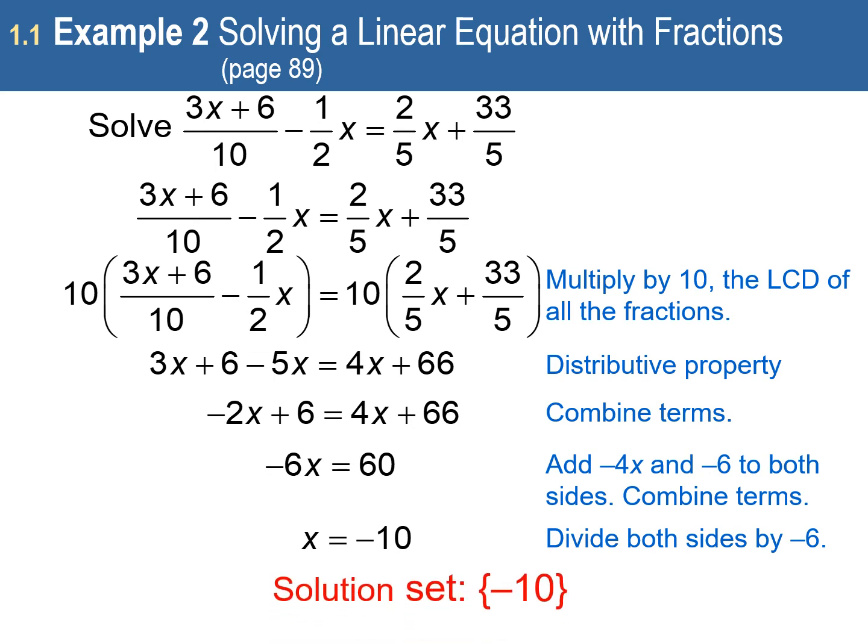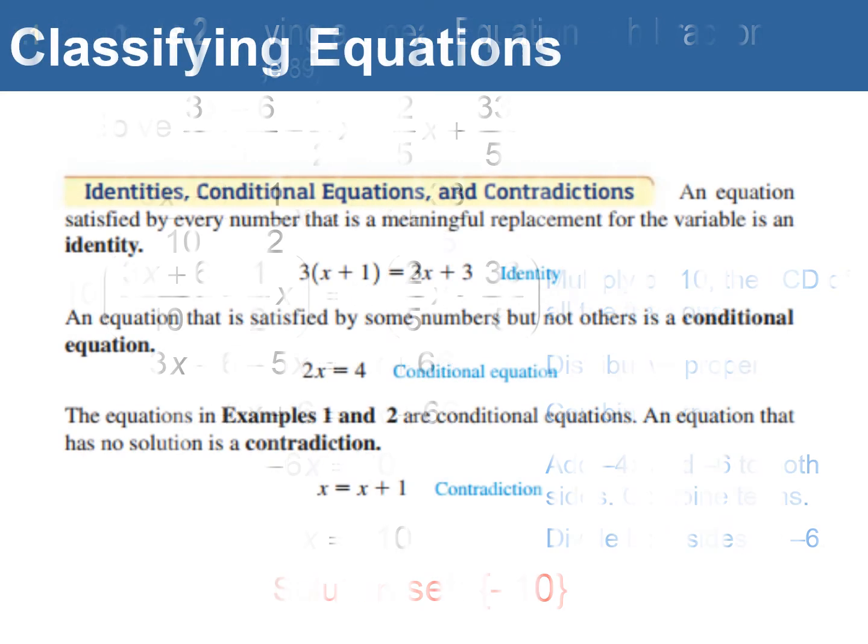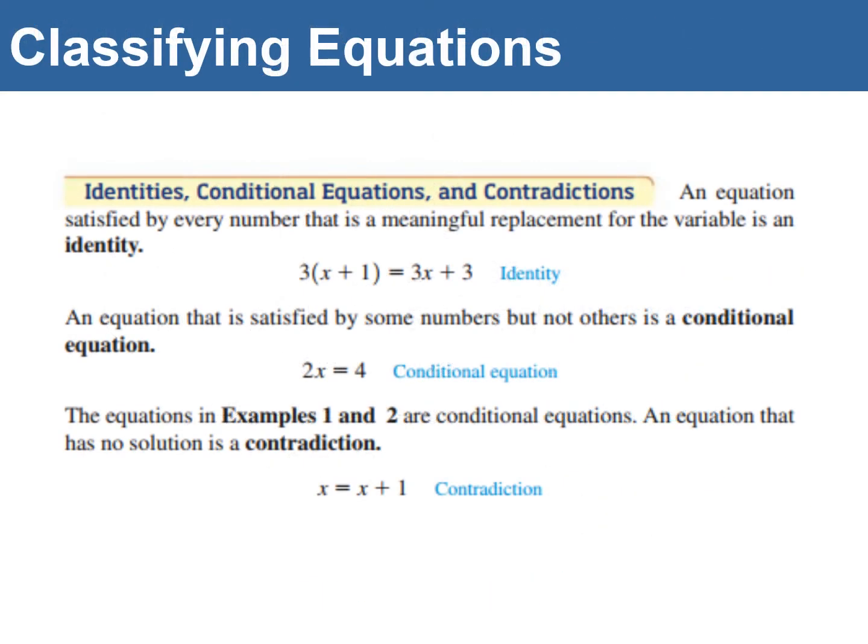Now our solution set is negative 10. Sometimes we want to classify our equations. An equation that is true for every number is an identity. So 3 times x plus 1 is equal to 3x plus 3. This is an identity.